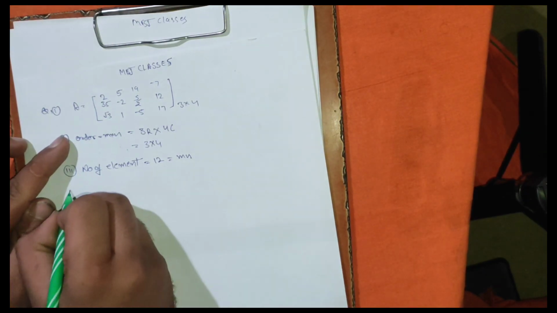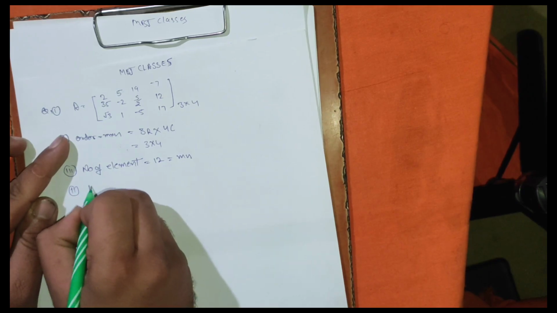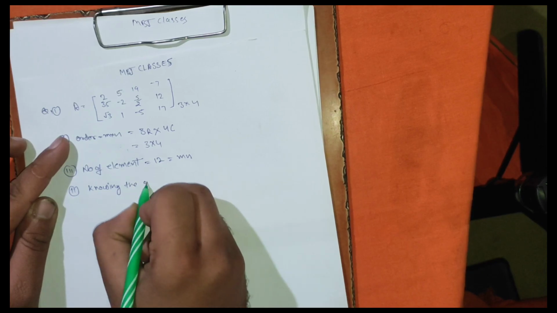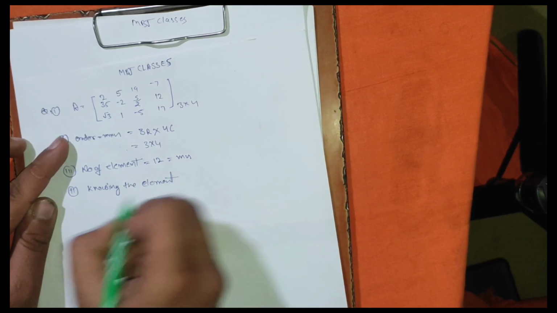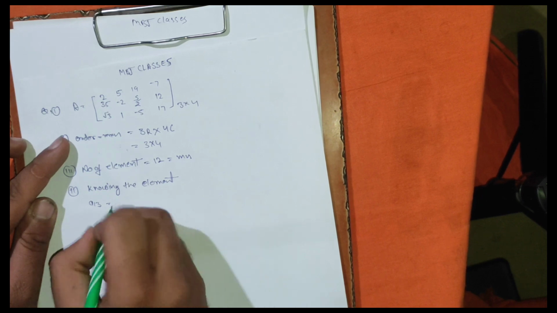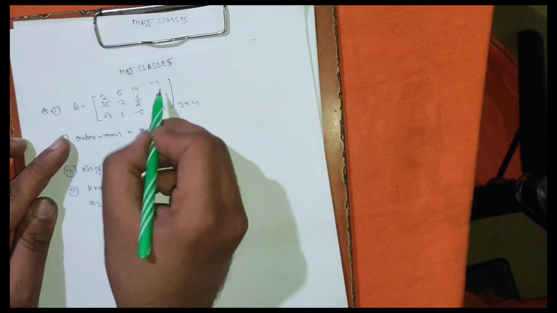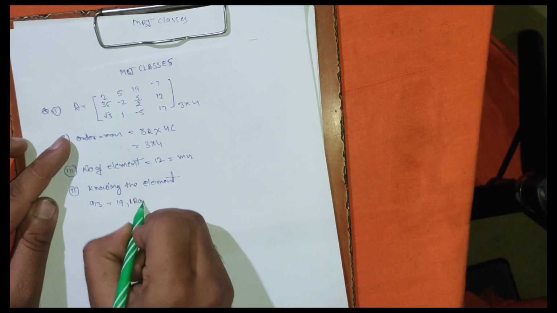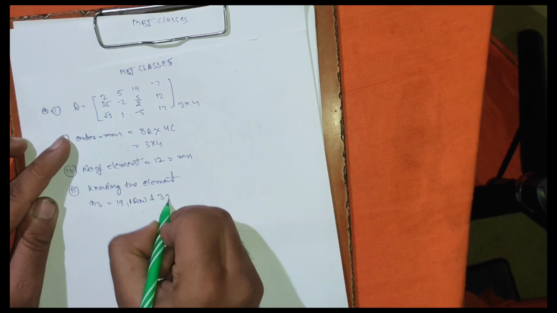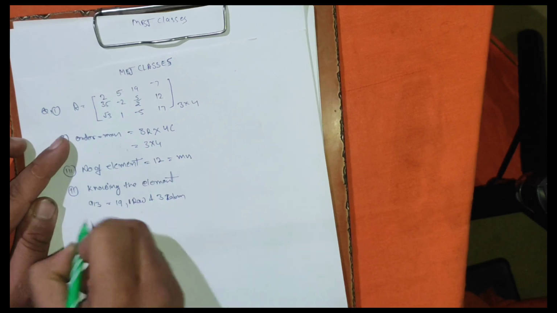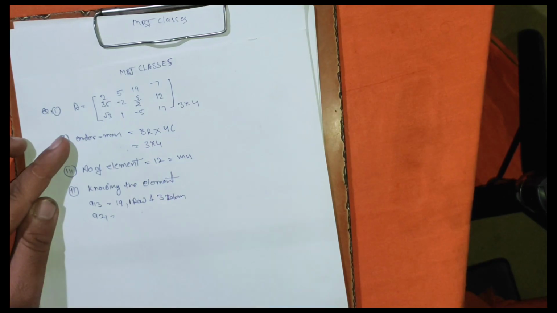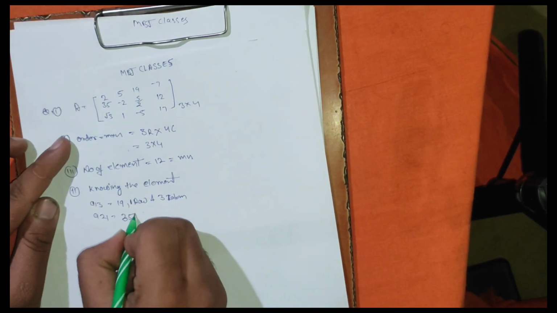Similarly, the third part is knowing the elements. For example, if I say a1,3, it is first row, third column, which was 19. We say the first row and the third column intersect. Second, if I say a2,1, that is the second row, first column where they intersect, it is 35.